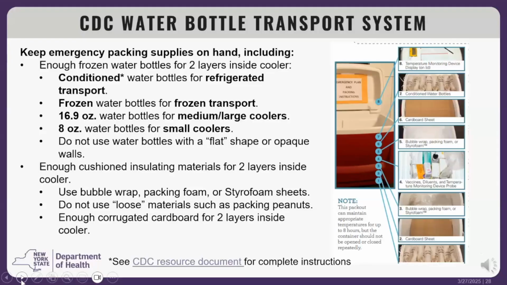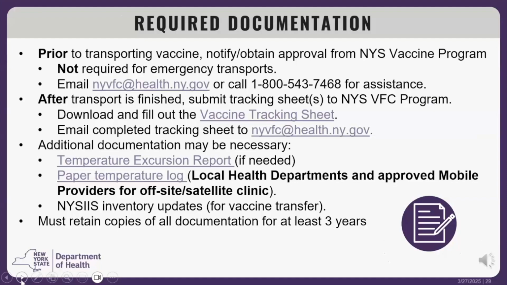If the office is moving to a new address, the New York State VFC program must be notified in advance of the transport. For emergency transports, prior approval is not required. After transport is complete, providers must complete the vaccine transport tracking sheet to track transport of New York State VFC vaccine. Submit the completed sheet via email or fax to the New York State VFC program. If an excursion occurs during transport, a temperature excursion form must also be submitted.